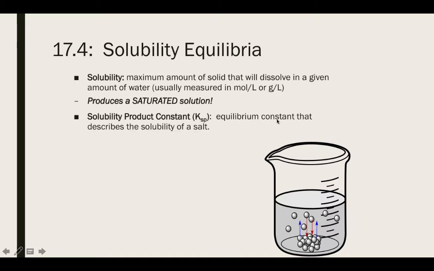The solubility product constant, or the KSP, is the equilibrium constant that describes the solubility of a salt. Consider the dissolving of calcium hydroxide, represented in the beaker to the right. When solid calcium hydroxide is placed in water, it dissociates into a calcium 2+ ion and 2 hydroxide ions. This is an equilibrium system because as long as we have a saturated solution, the rate of solid dissolving is equal to the rate of aqueous ions recrystallizing to form solid.